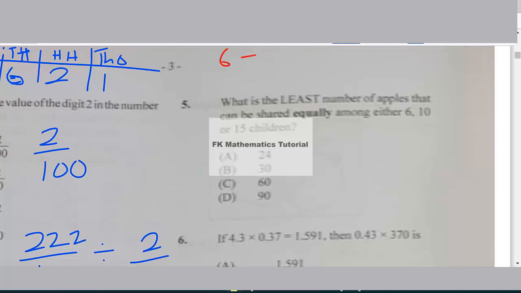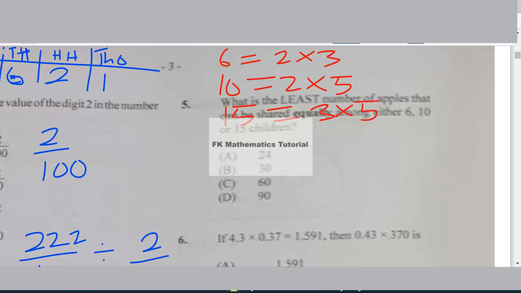So we know 6 is the same as 2 times 3, the prime factors. Then 10 is also the same as 2 times 5. These are the prime factorizations. Then 15 is also the same as 3 times 5.